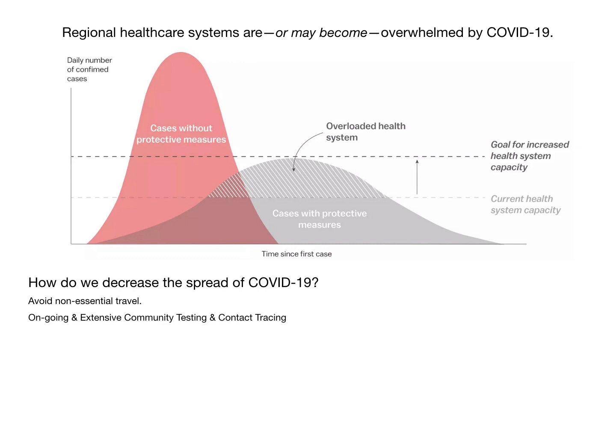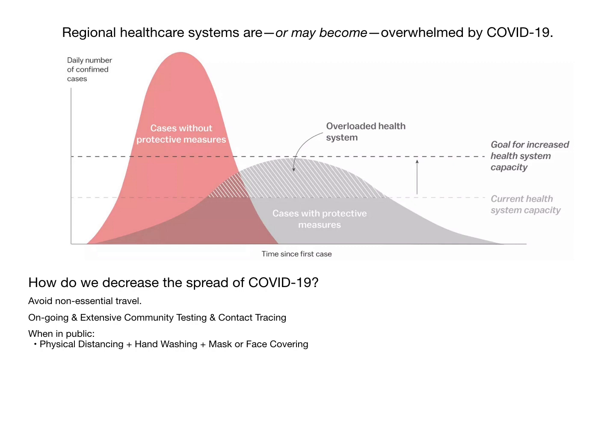In order to control this, we do need to have extensive community testing, and we need to have contact tracing. So we need to be able to test everybody to find out where the virus is, and then we have to follow them back to see who they've been in contact with, and then take those people and put them into quarantine to make sure that they don't infect others.